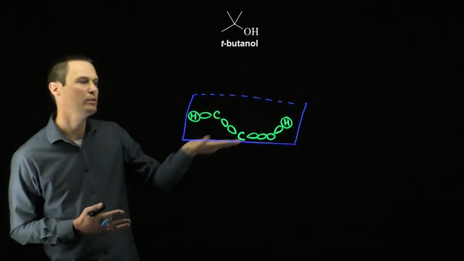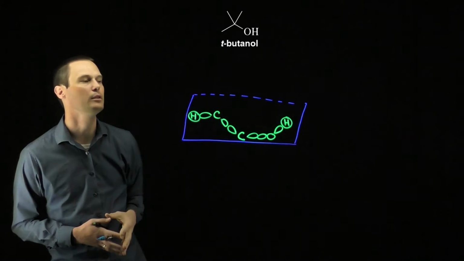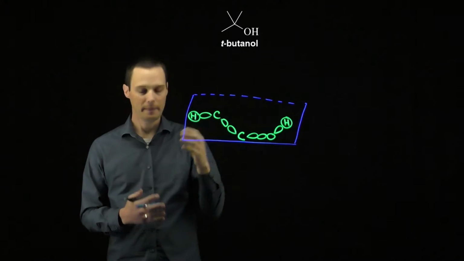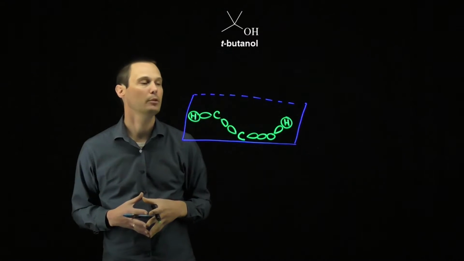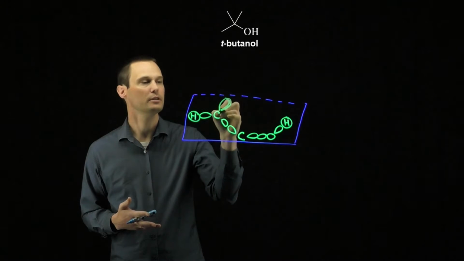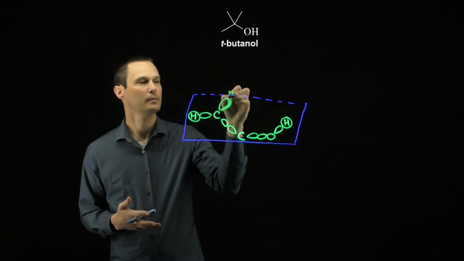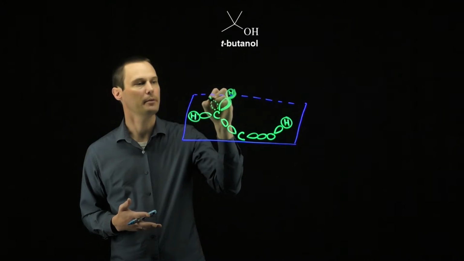What I'm trying to show here is that this plane is going perpendicular to the screen, where this part is going further away from you and this part is coming a little bit closer to you. On these sp3 hybridized atoms, we have some groups that are sticking out above the plane and sticking down below the plane. So this carbon is attached to two other hydrogens. One of those hydrogens is sticking up above the plane, and one is sticking down below the plane.